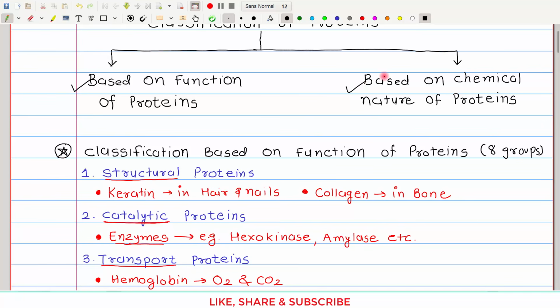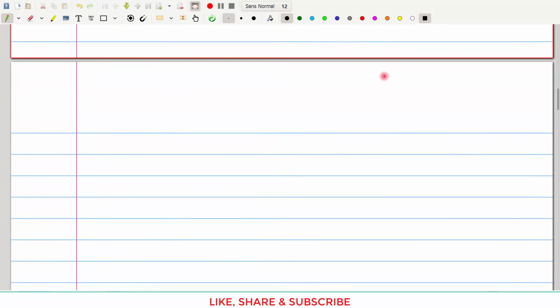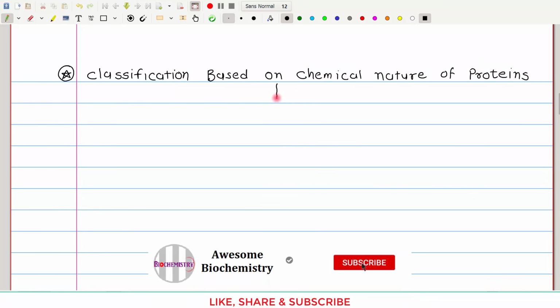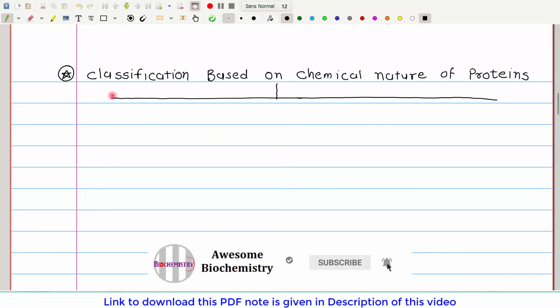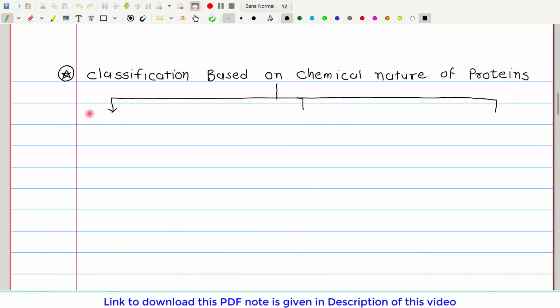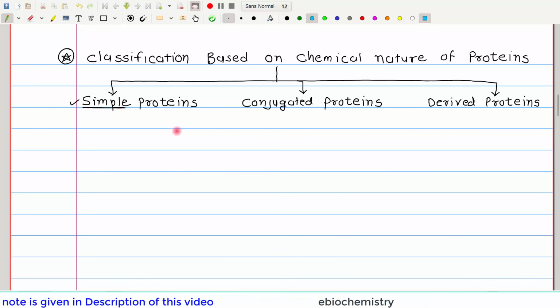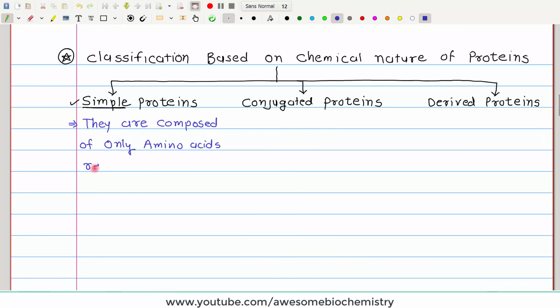Now next we are going to look at the second system of classification, that is classification based on chemical nature of proteins. Under this system of classification, proteins are divided into three groups. First one is the simple proteins, second one is the conjugated proteins, and third one is the derived proteins. Let's first look at the simple proteins. As the name suggests, these simple proteins are really simple. They are simply protein. There is nothing else other than proteins. So we can say that they are composed of only amino acid residues, right?